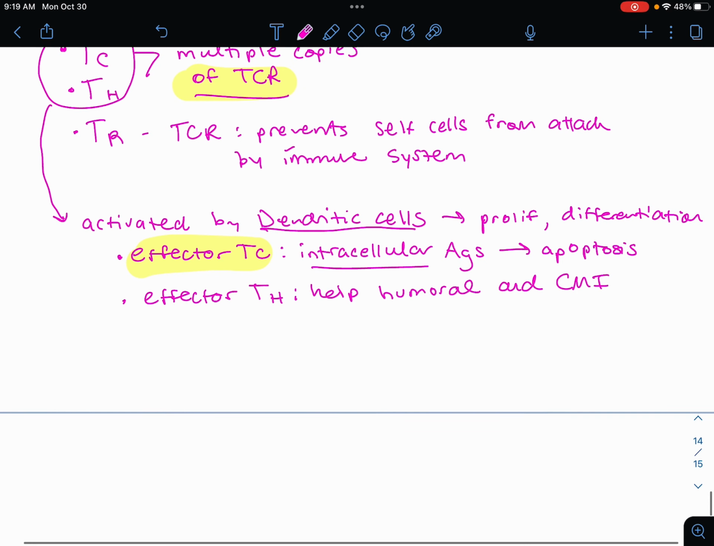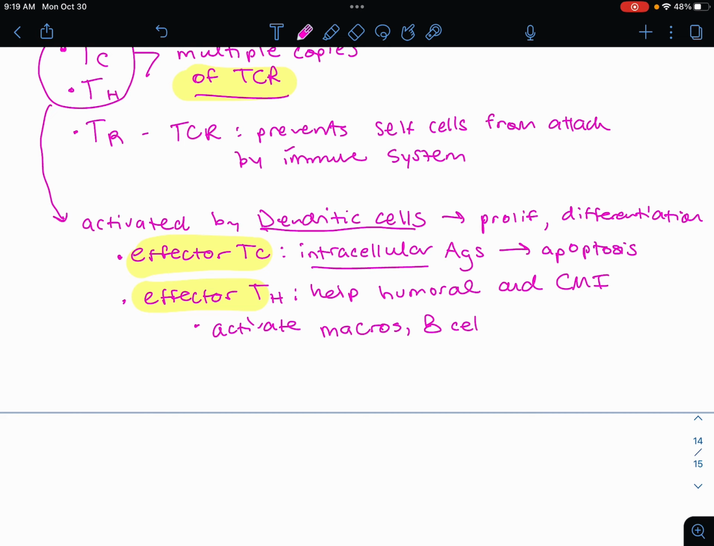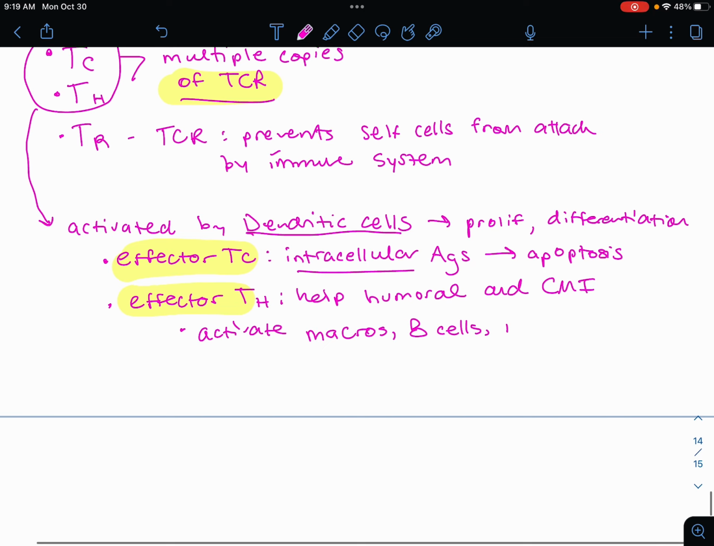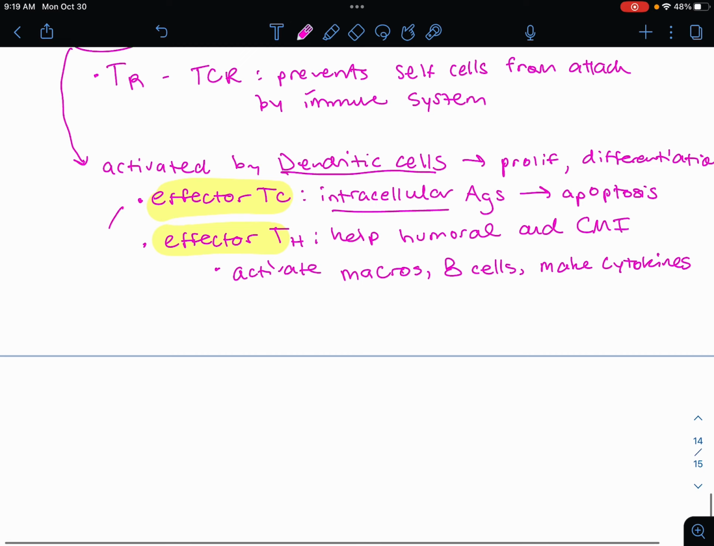When it's helping the humoral, the TH effectors are going to activate the macrophages and B cells. They're going to also make the cytokines. And they're also going to support other T cells. Both types could actually form memory cells as well.